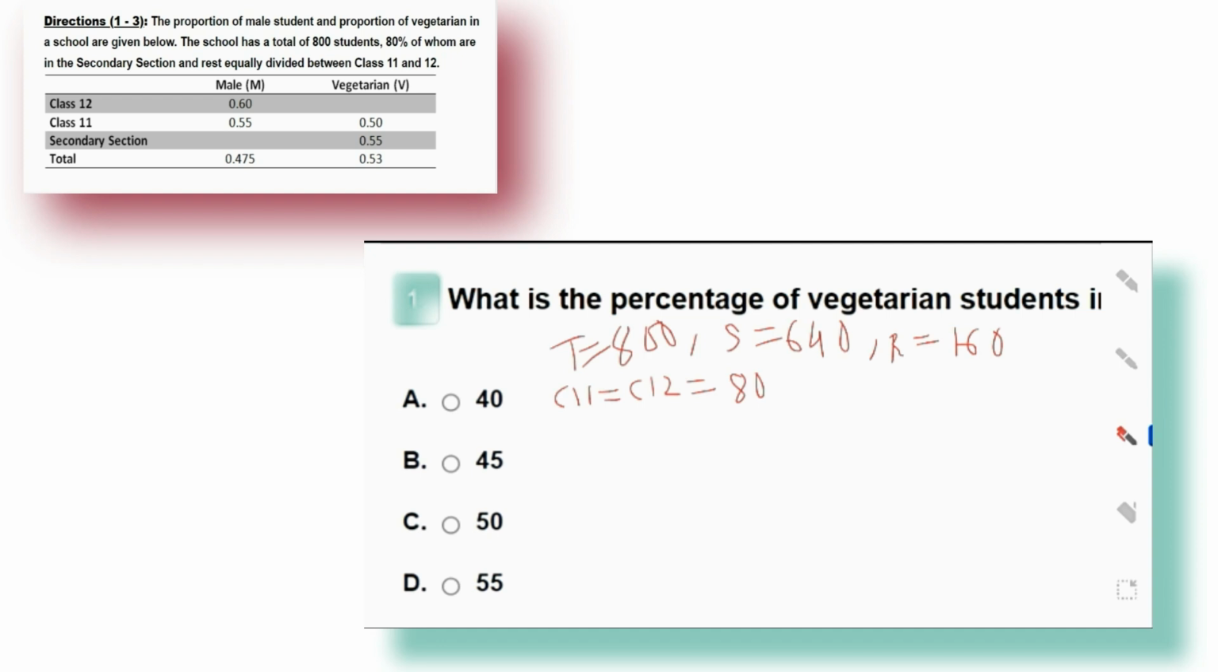Okay, so what is the number of vegetarians present in class 11? That is 50% of 80, right? So vegetarians in class 11 is equal to half of 80, that means 40. A total of 40 students are vegetarian in class 11.